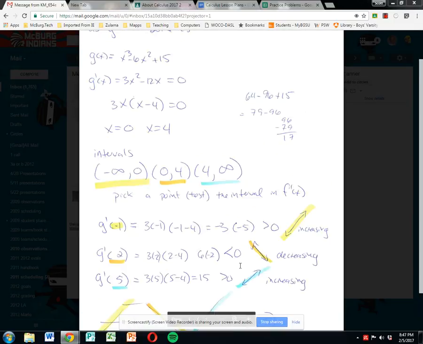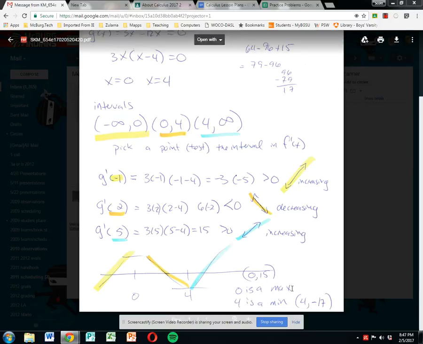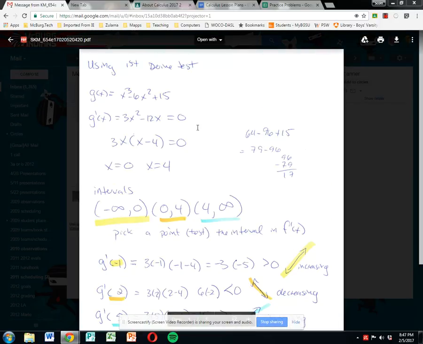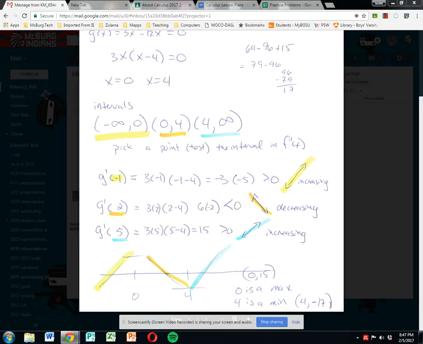If you took 0 and plugged it into the original function, you'd get 15, so (0, 15) is a max. If you took 4 and did some of the side math, same as I did over here, I hope you got the same answer. But if you took 4 and plugged it into this equation, you get -17. So (4, -17) is a min.